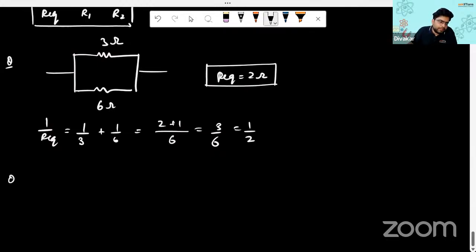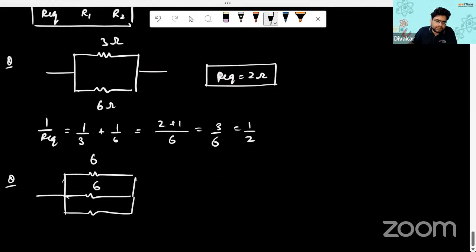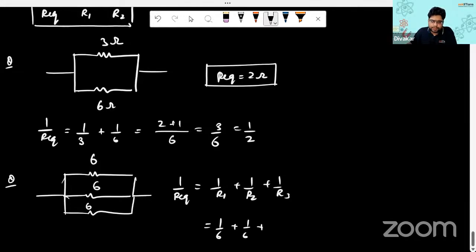Let's take another example. Let's say I have 6, 6 and 6 ohms like this. And I'm interested in finding out what is the equivalent. So I'll say no big deal. 1 by R equivalent is 1 by R1 plus 1 by R2, now I'll extend it to 1 by R3. Simple. So I'll say, okay, 1 by 6 plus 1 by 6 plus 1 by 6, which is 3 by 6, which is 1 by 2 basically. So R equivalent becomes again 2.